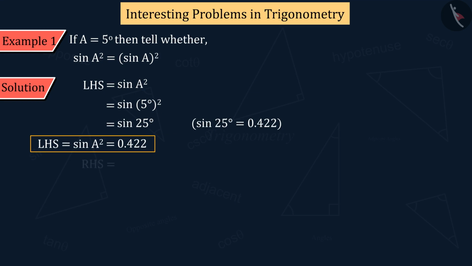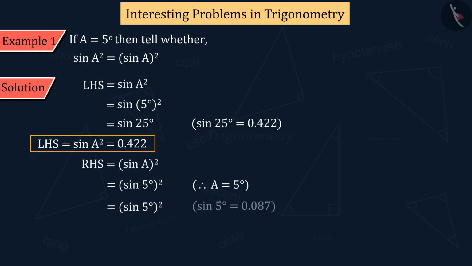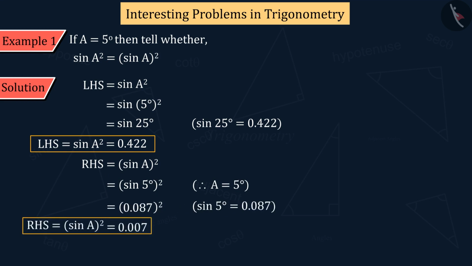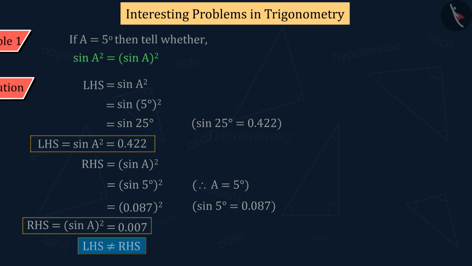With this, the right side is equal to the square of sine A, or in other words, to the square of the value of sine A, where by putting A equals to 5 degrees, we get the value of square of sine 5 degrees, which shows that the right side is not equal to the left side. Hence, the given equation is wrong. Let us see one more example.